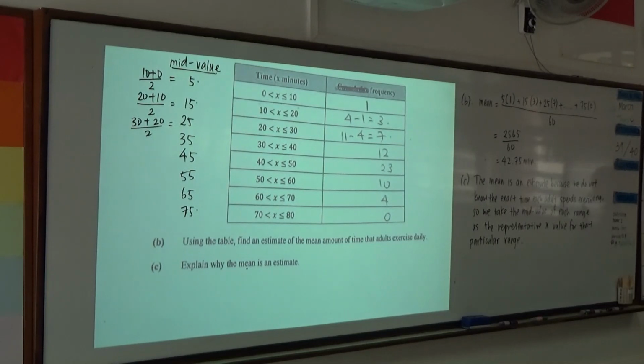So that's for part C. Like I mentioned earlier, we can only estimate the mean because we don't know the exact time. That's why I will choose to take the mid value. We need to have a consistent rule. So therefore we take the mid value of each interval. Maybe instead of range, I think it's best to say interval, because range has a certain meaning to it in statistics. So cannot anyhow use the word range. We take it as a representative x value for that particular interval.